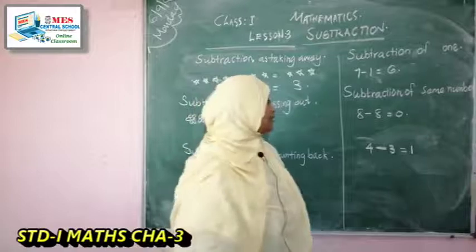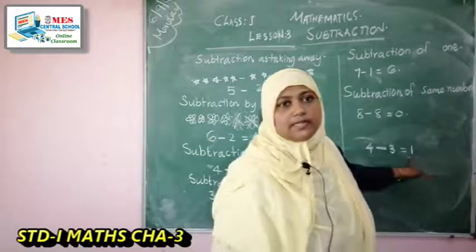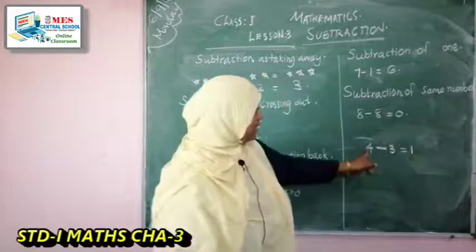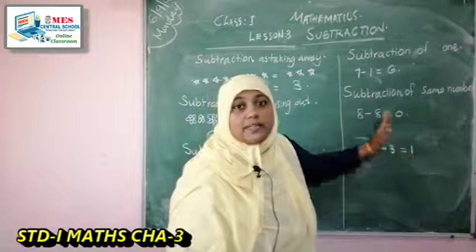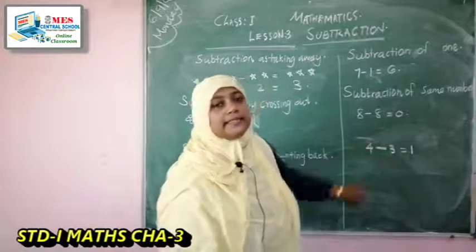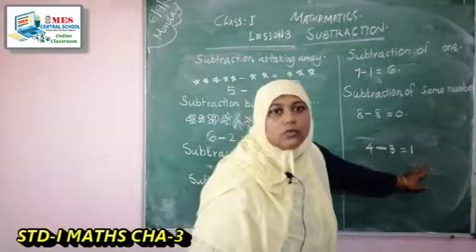The answer of subtraction has a name. We say difference. So 4 minus 3, what is the answer? What is the difference between 4 and 3? That is 1. 4 minus 3 is equal to 1.